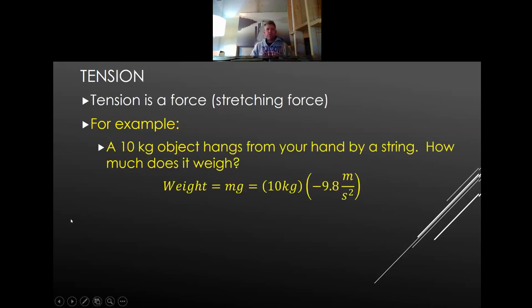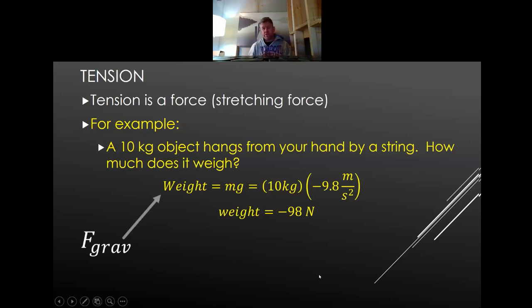When we look at this now, we can actually calculate this as well. So if we have a 10-kilogram object that hangs from your hand by a string, how much does it weigh? If we had just a 10-kilogram object, and we just held on to it with a string just below it, we would take 10 times negative 9.8. So its weight would be negative 98.